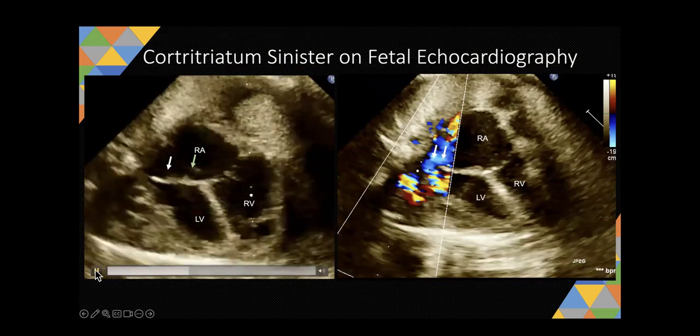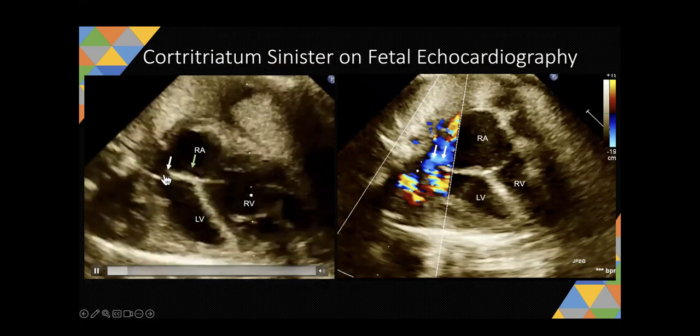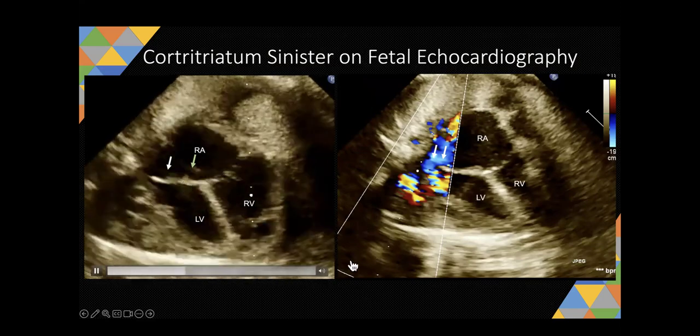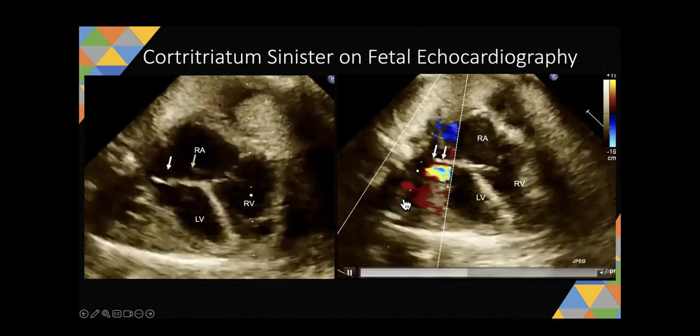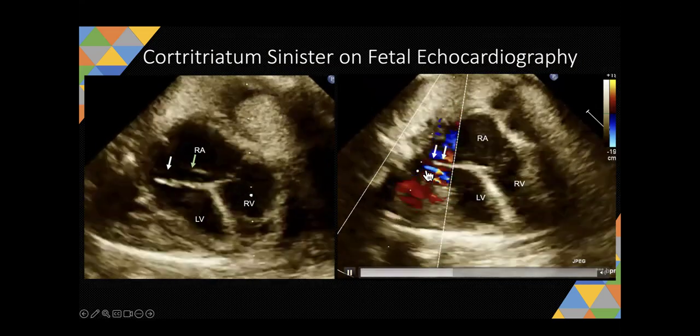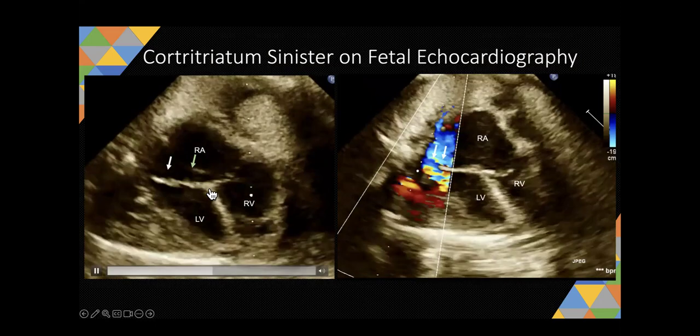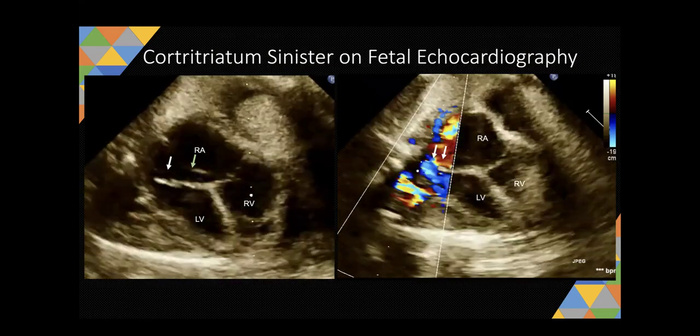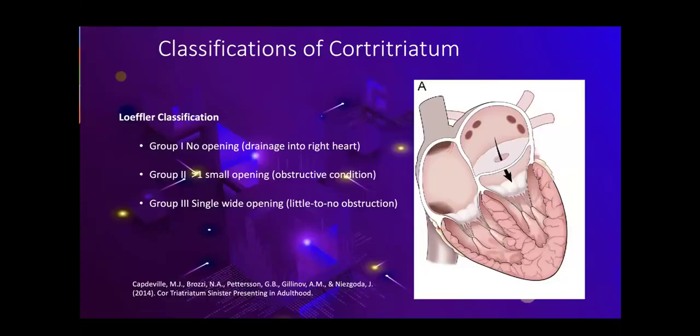Okay, then this is a membrane. This is the left ventricle. This is the mitral valve, and that is the thick membrane. And this is the interatrial septum and fossa ovalis. And across this membrane, there were increased velocities. This was the patient in the fetal echo with a cor triatriatum sinister.